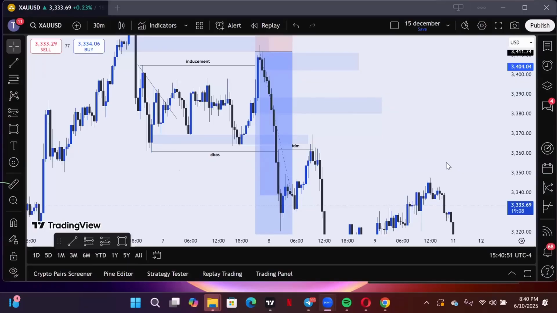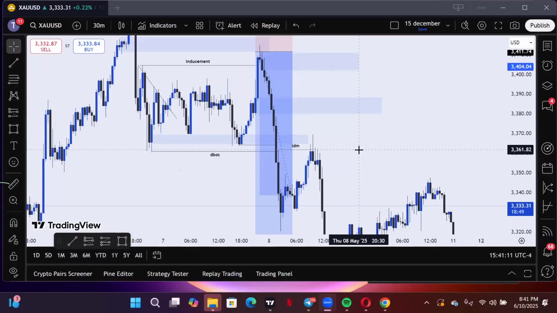Okay. So now we've gotten the first rule that says there must be a market structure shift or a double break of structure. The second rule says there must be what? An inducement slash liquidity. The third rule says the point of interest needs to be what?